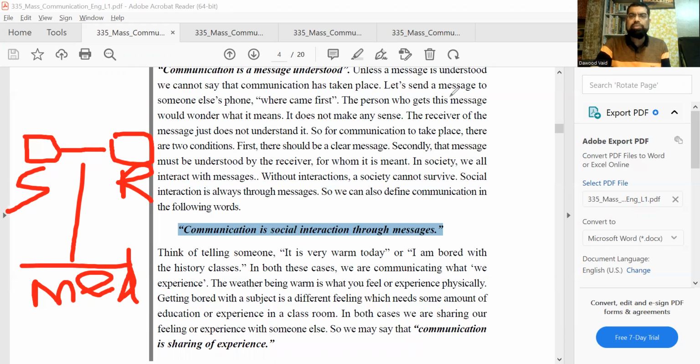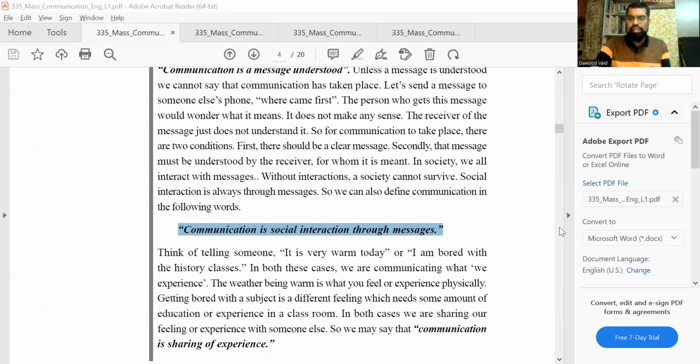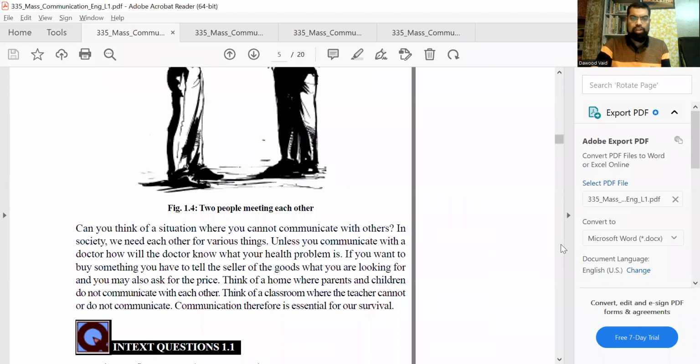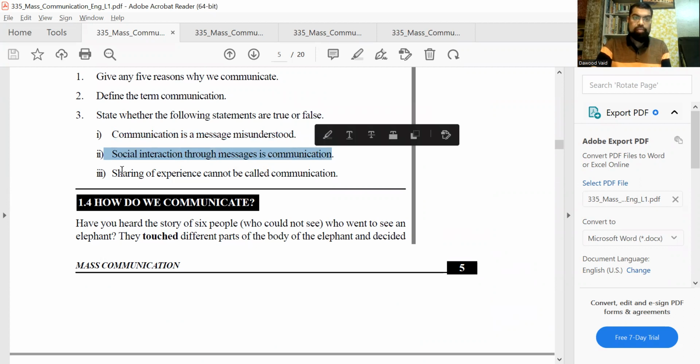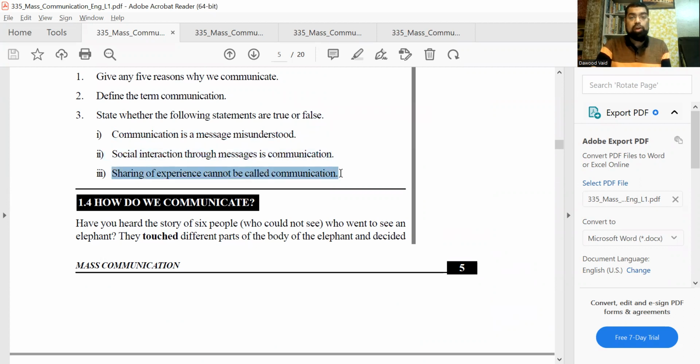Quickly, let's jump down to Q&A and in-text question. The Q&A is, communication is a message misunderstood. No, it is a message that has to be understood. So it is false. Social interaction through messages is communication. Yes, absolutely correct. Sharing of experience cannot be called communication. This is exactly what communication is. So sharing of experience is communication. So this is false as well.